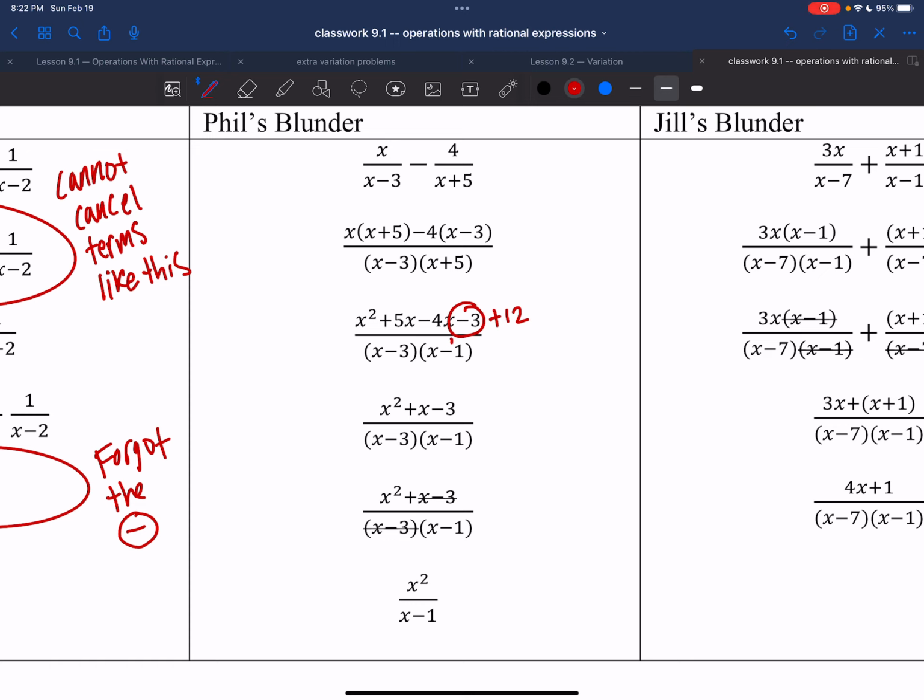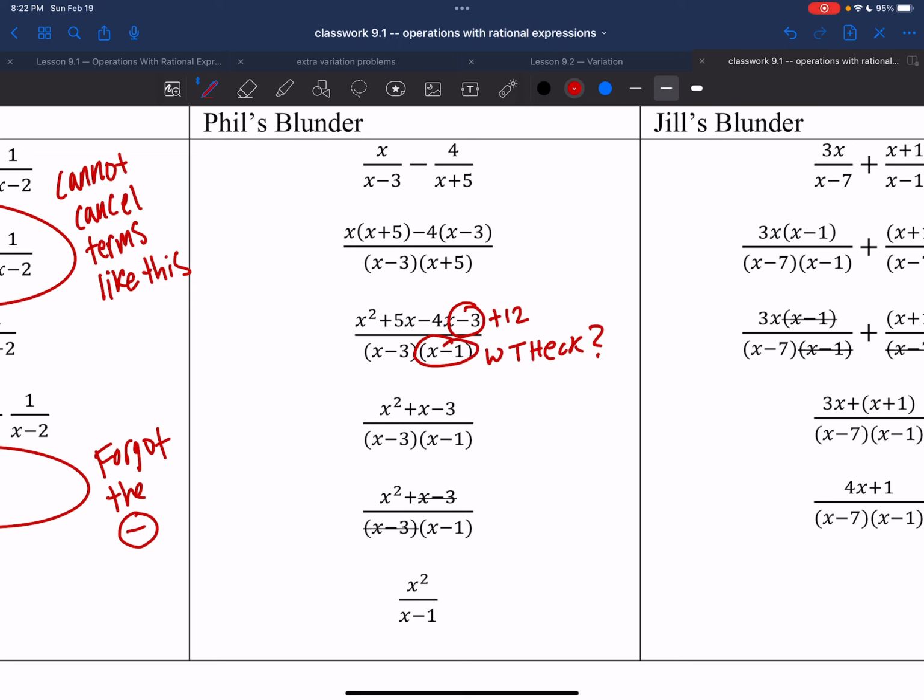And the second mistake is, what the heck? What did he do here? X minus 1, it was x plus 5. What are you doing? Phil, my guy. So he made 2 mistakes there. I don't know why he wrote x minus 1 there, but that's just silly. That's just silly what he did.